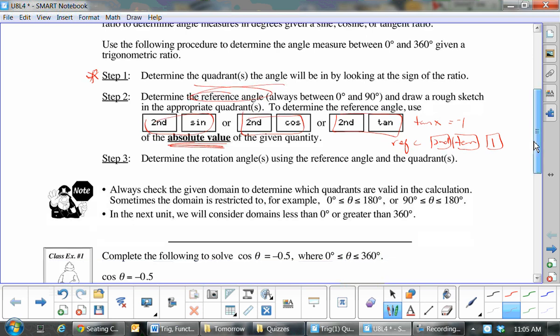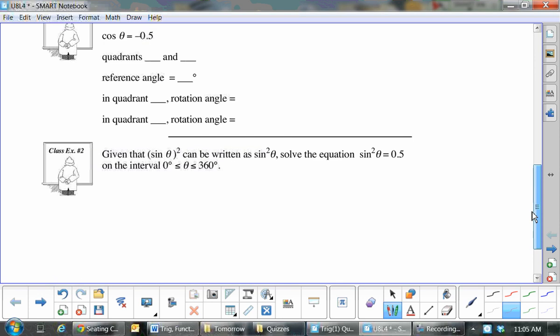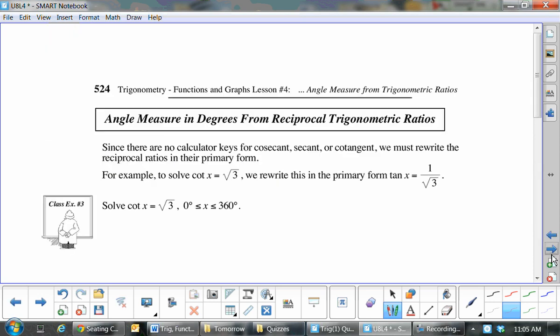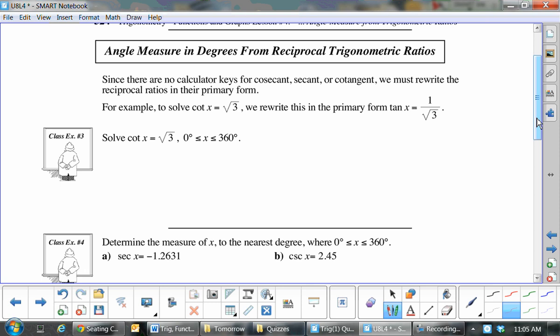Let's look at the next page. We're going to look at how you find even the reciprocal functions. How would you find out when cotan x equals root 3? Now, how would you know if this is in degree mode or if it is in radian mode?